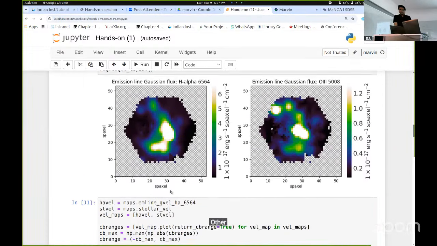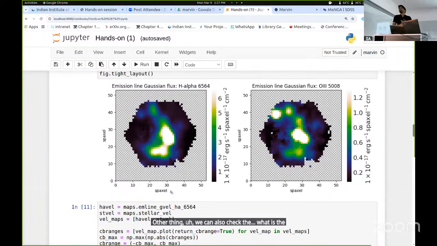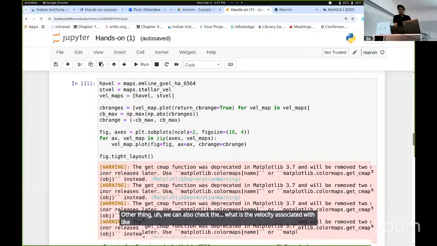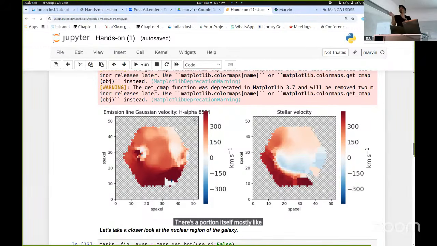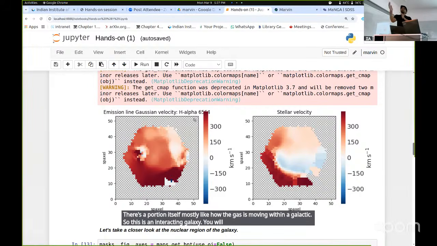Another thing we can check is the velocity associated with it. This is the Gaussian H alpha velocity, showing how the gas is moving within the galaxy. This is an interacting galaxy, so you will not see the clean blue shifted or red shifted rotation within the galaxy. That's why there is mixing.